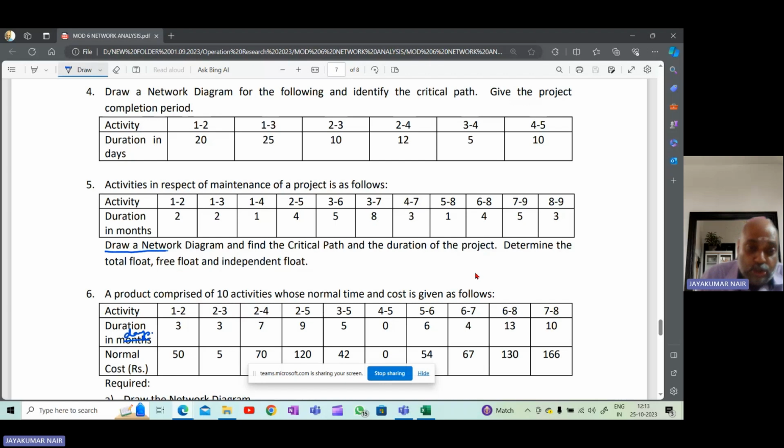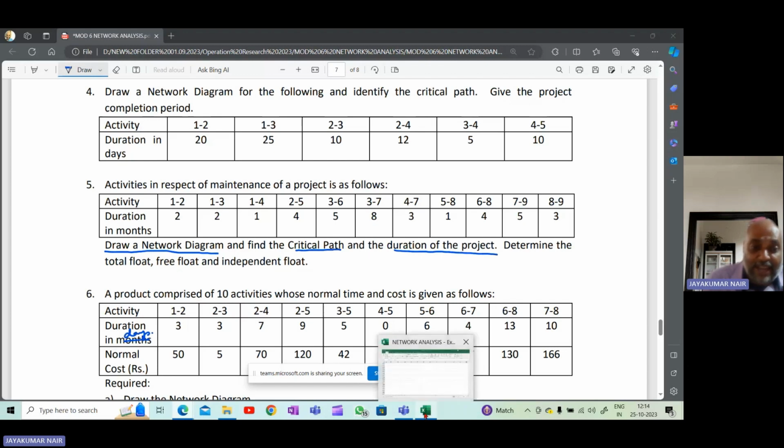Now, first one, draw a network diagram. After you draw the network diagram, find out what is the critical path and also the duration of the project. After we have calculated all three, then we have to find out the total float, free float, and the independent float. Now, straight away, we will try to solve the sum.